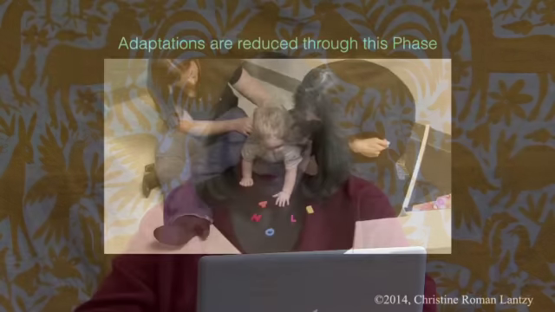So the next slide shows a video, and the title of this video says Adaptations are reduced through this phase, meaning phase 2. This is a video of a little boy, and he is searching for these little letter magnets on a black background. You'll see that he's pretty successful, but it's a very different issue when pattern is introduced as a backdrop. So let's take a look.